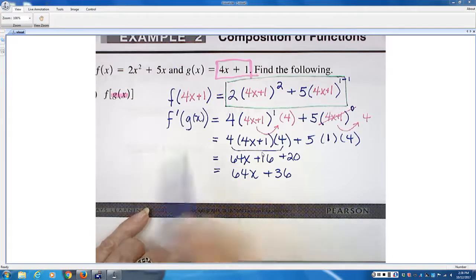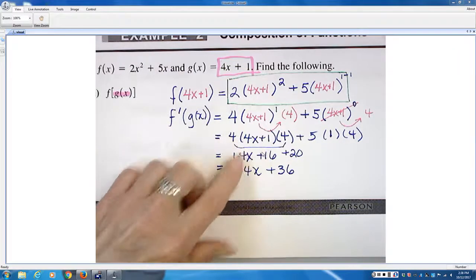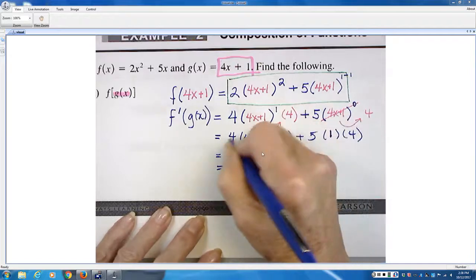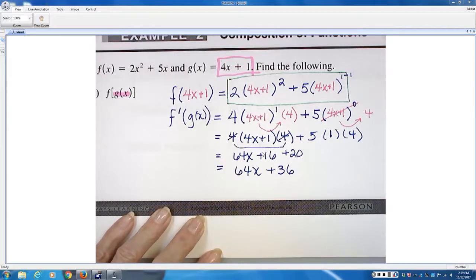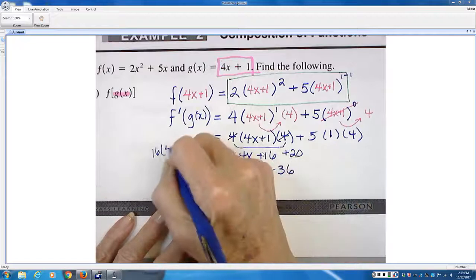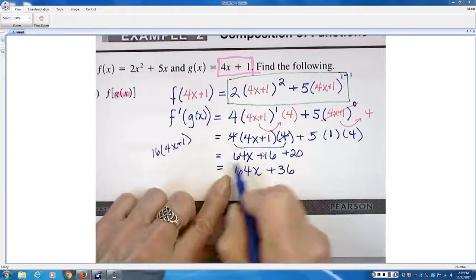So for the first part, the 4x plus 1 times 4, you multiply 4x plus 1 times 4 first, right? And you get 16x plus 4, the next line down. What I did was I took 4 times 4, which was 16. Then I distributed the 16 over the 4x plus 1. Okay, and that's where this part of it came from.